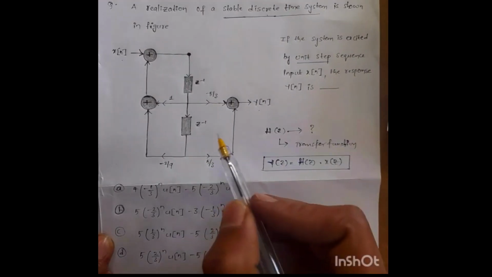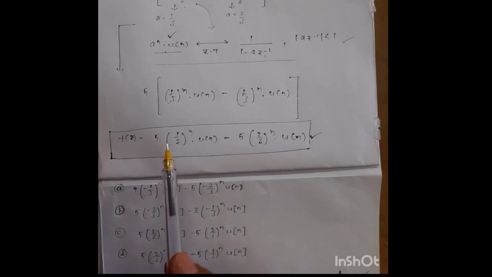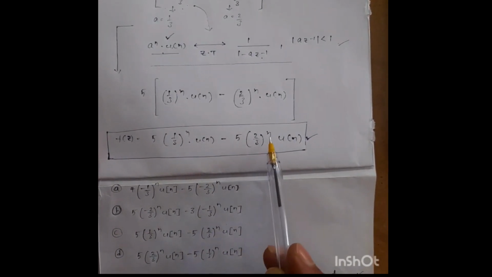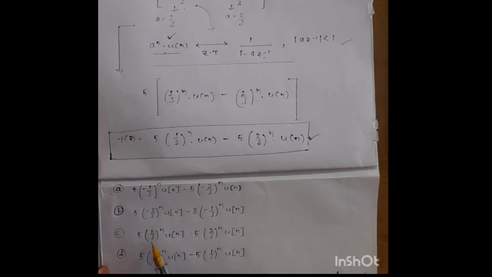Now let us come to the beginning of the question. So here in the 4 options we got y of z output response is 5 into 1 by 3 whole power n into u of n minus 5 into 2 by 3 whole power n into u of n. It is same as option C. So therefore option C is the right answer.